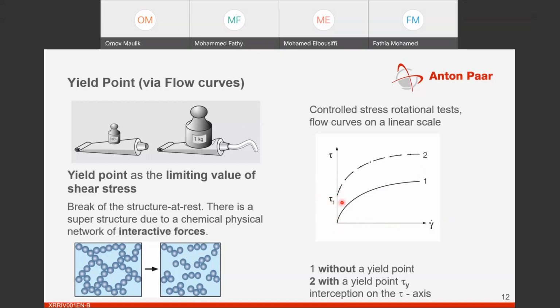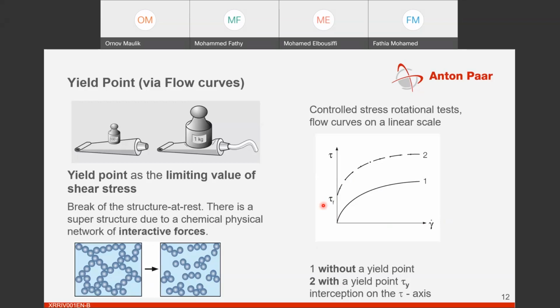For example, for the second material, you can see it starts from tau f, that is the shear stress. So tau f would be the yield stress of this material. When I talk about the Herschel-Bulkley and Bingham models, they usually extrapolate the curve and try to find the intercept on the stress axis. That intercept would give you the value of the yield stress. So this is also one way to determine yield stress.